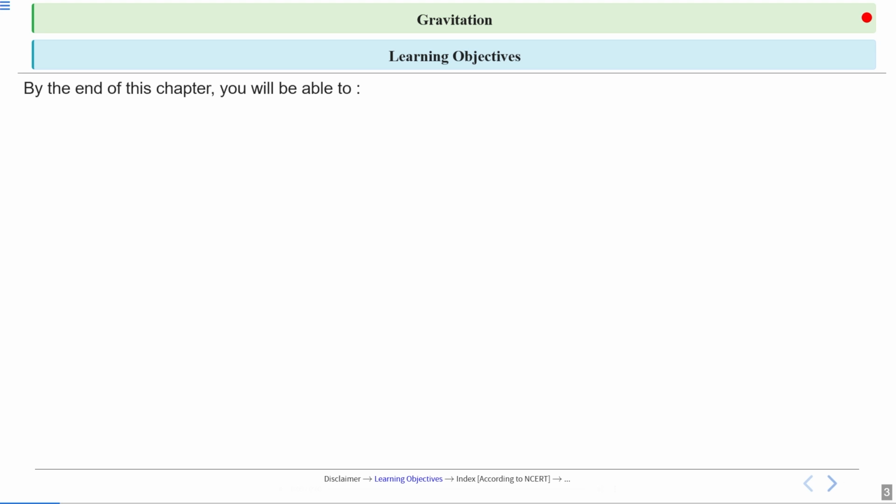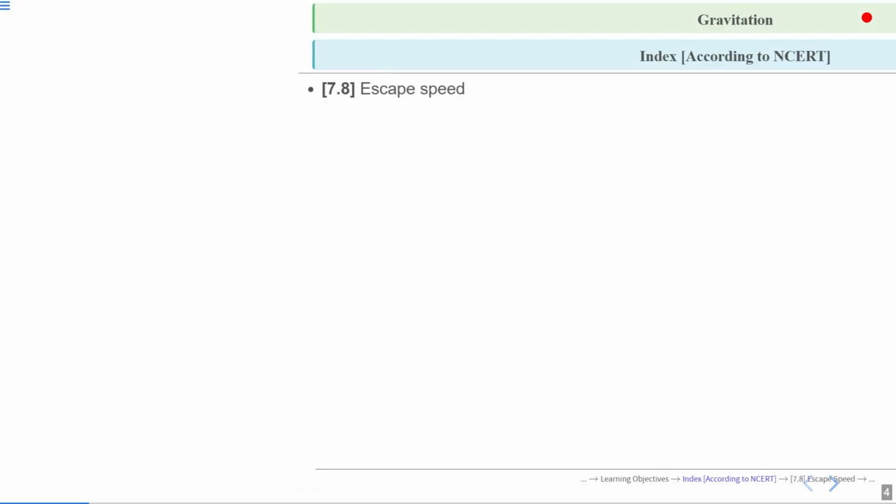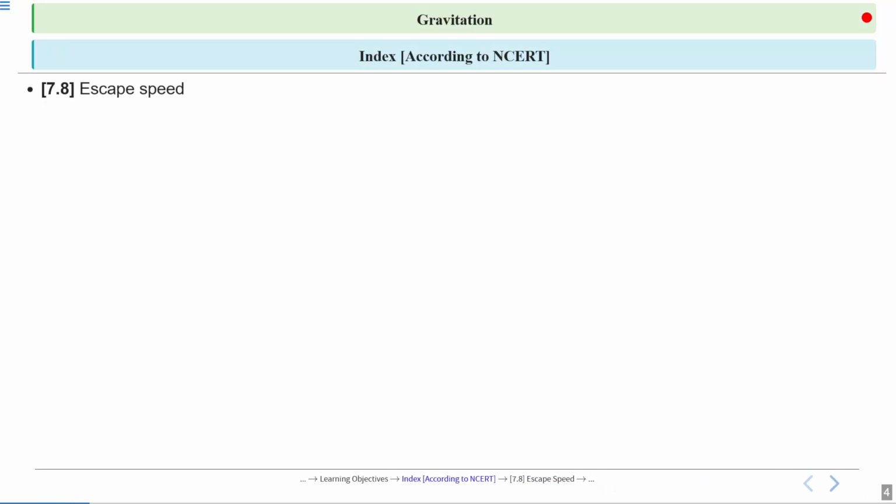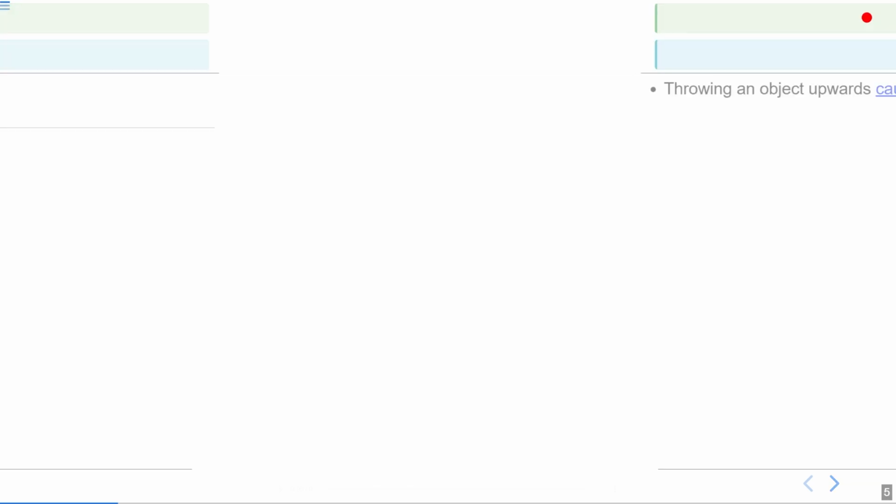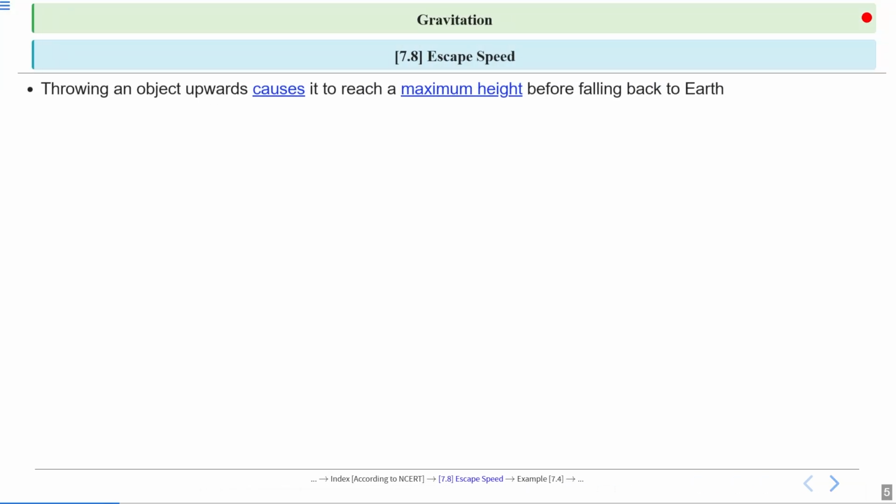Learning objectives. By the end of this lecture you will be able to understand the concept of escape speed. So in today's lecture we will first cover 7.8 escape speed. Then we will solve an example 7.4. So, escape speed.